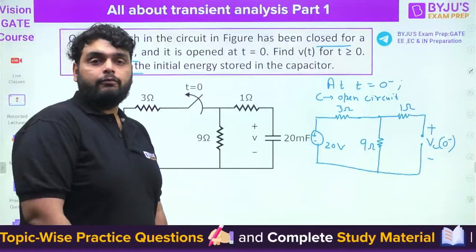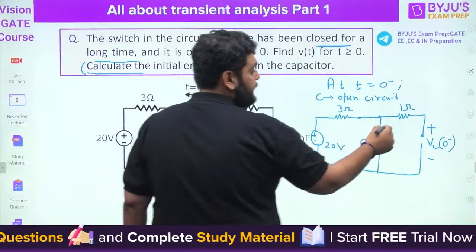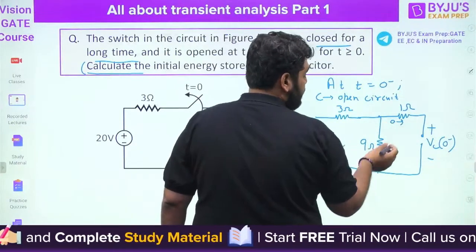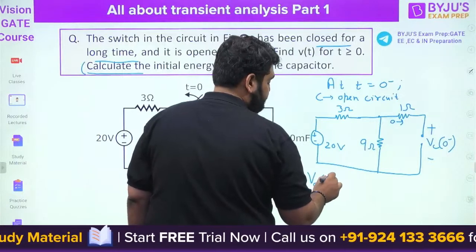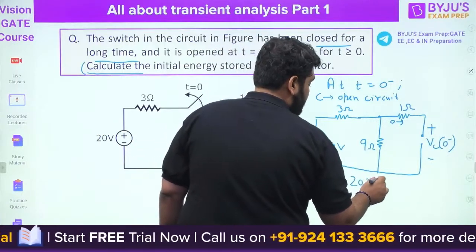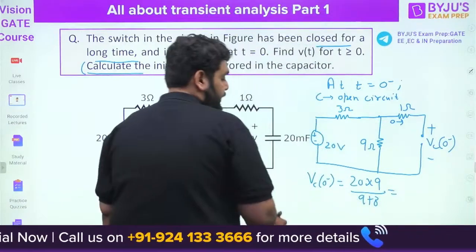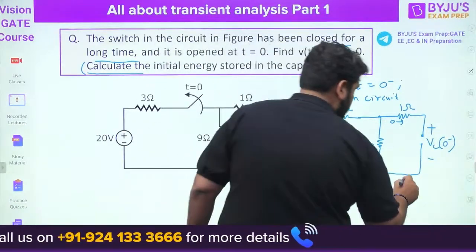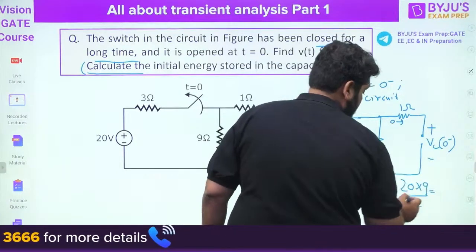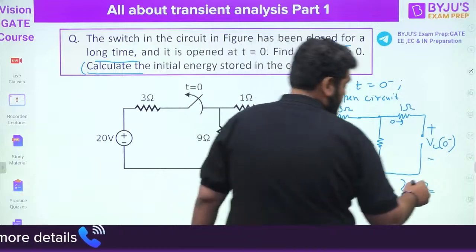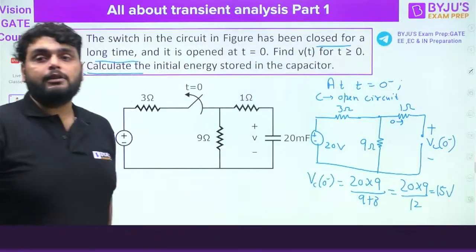Okay, Anand says 15 volt. Well done. So how do we find it? Simple, I can apply the voltage division rule. There is no current flowing here, so whatever the voltage across the 9 ohm is, that will be VC0 minus. So 20 multiplied by 9 divided by 9 plus 3, which is 9 by 12. So 20 multiplied by 9 divided by 12. We can solve it: 15. Correct, we have 15 volt. So VC0 minus comes out to be 15 volt.